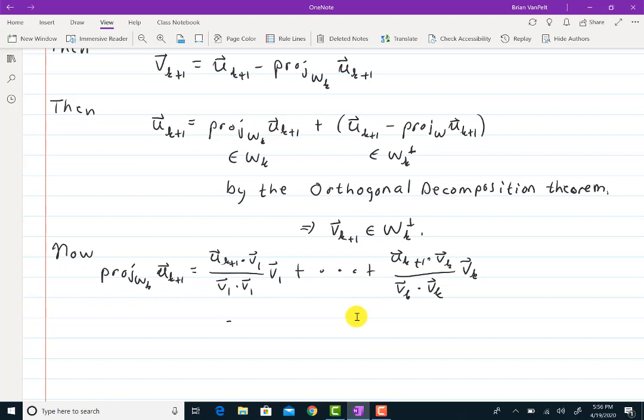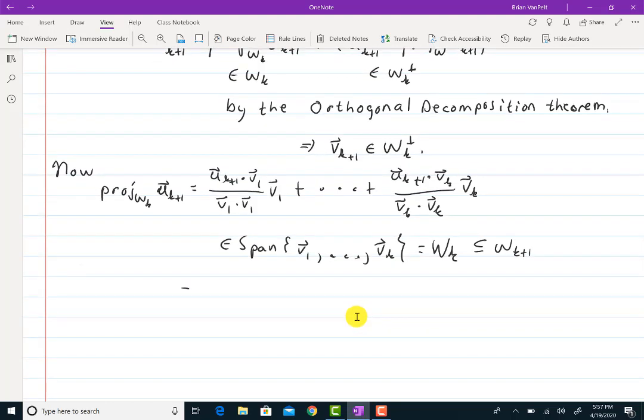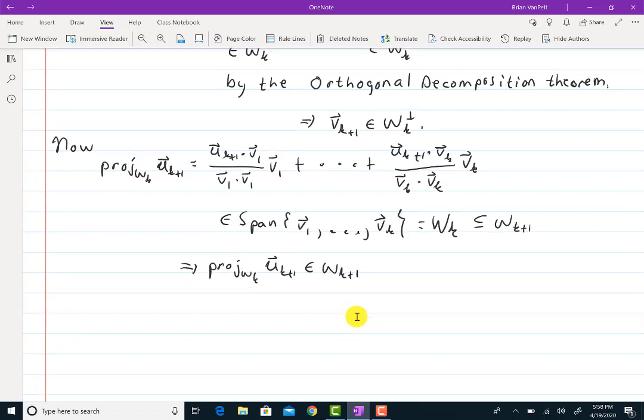Notice that that is in the span of v1 up to vk, which we know equals w sub k by the induction hypothesis. And automatically that's a subset of wk plus 1 because wk plus 1 will add an extra basis vector. So all I'm getting at from all of this is that the projection onto w sub k of u sub k plus 1 is in wk plus 1.